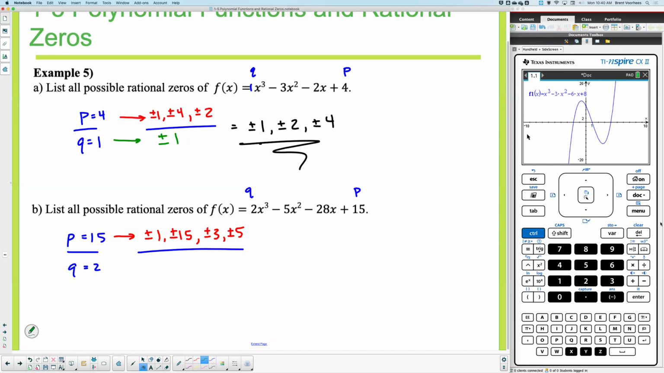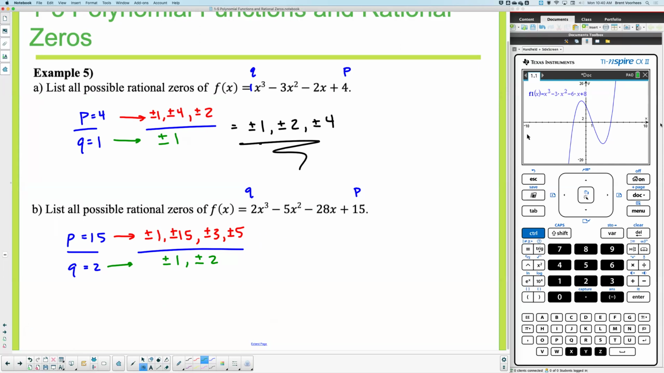What are the only numbers that can multiply to give you 2? 1 times 2 and 2 times 1. 2 times 1 is the same thing. Or a -1 times a -2. Those are the only ones. So they're always going to be plus or minus on this. The possible rational zeros are always going to be plus or minus.